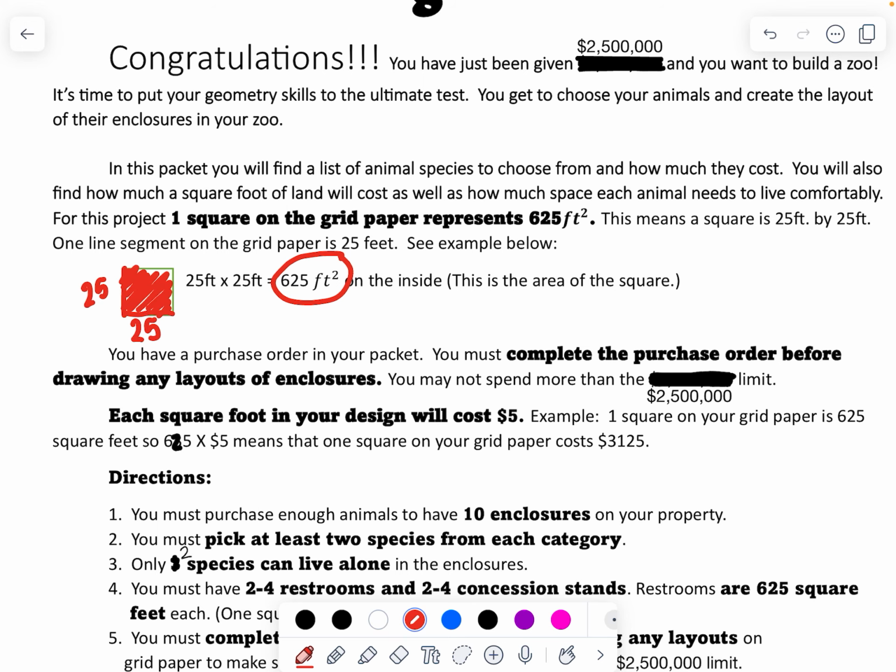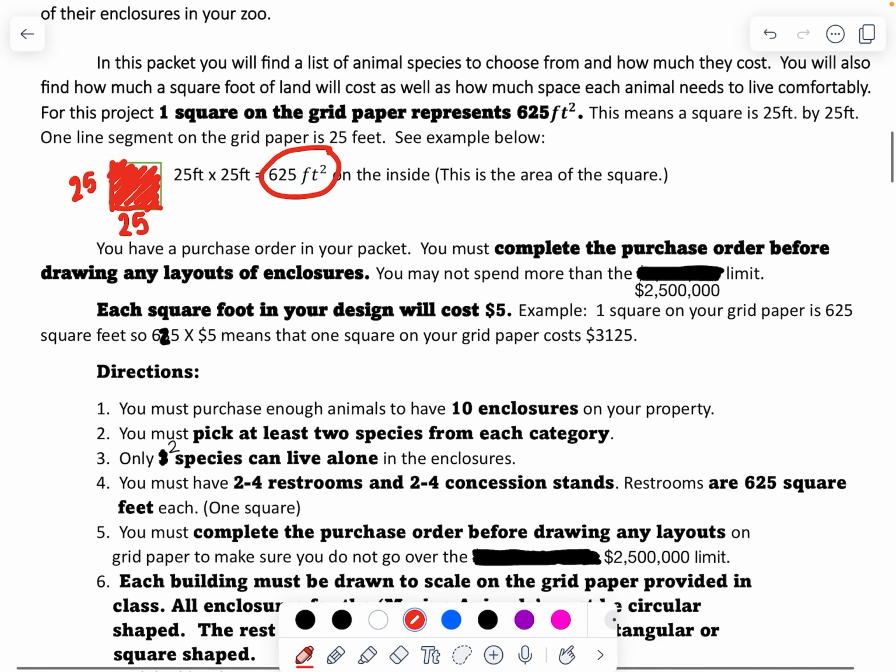Okay. So each square foot in your design will cost $5. So an example, one square on your grid paper, so just like this, one square is 625 square feet, and that should say 625. So 625 times $5 means that one square on your grid paper costs $3,125. Okay. Because if you buy a lion, you have to buy the space that is needed for that lion. Okay, and it can't be the size of a classroom. It has to be big enough for that animal to live comfortably.